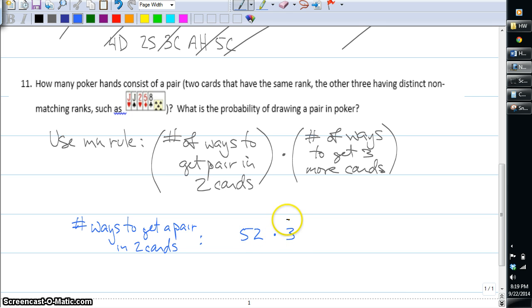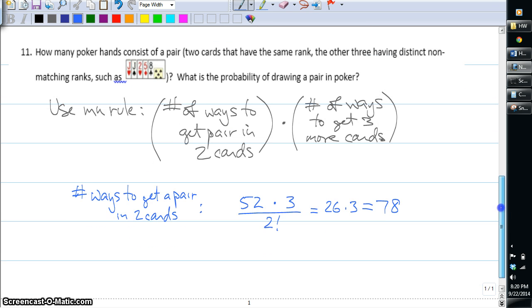So since the order in which we draw the two cards doesn't matter, and every possible pair would have been counted 2 factorial many times, we would need to divide that by 2 factorial so that the order in which we draw the two cards doesn't matter. If we simplify this, we end up with 26 times 3, which is 78. It looks like there are a total of 78 possible matching pairs of cards in a deck of playing cards.